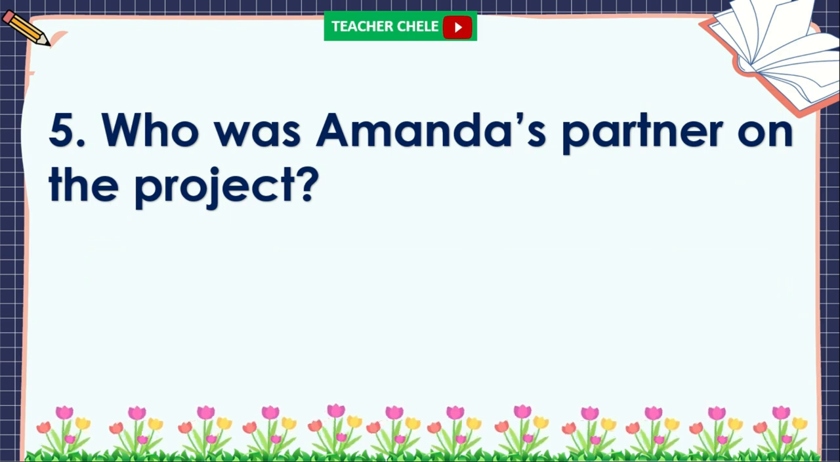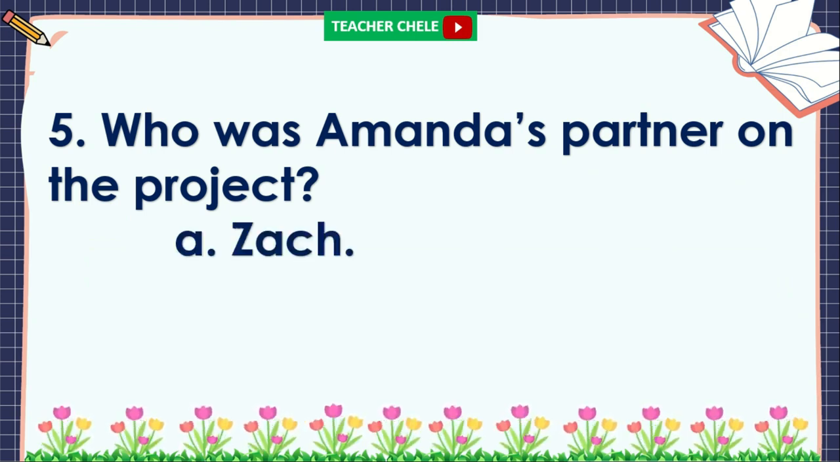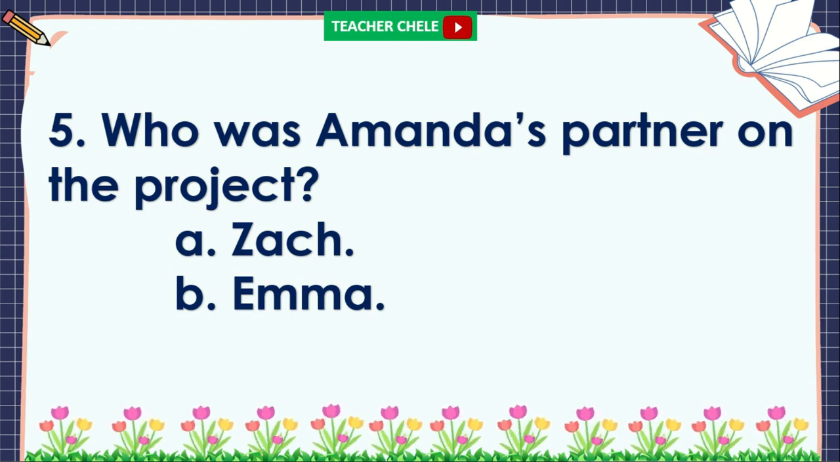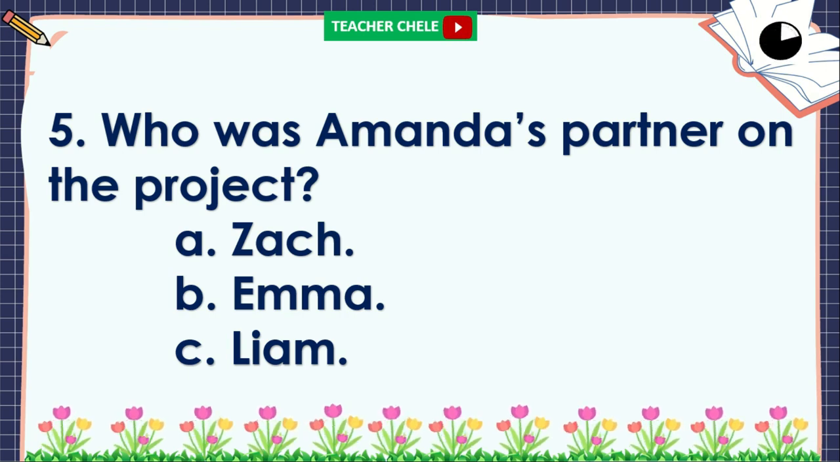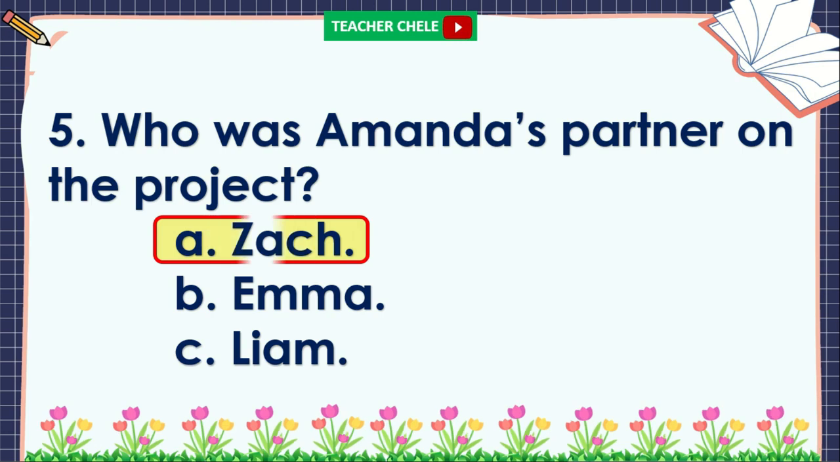Number 5. Who was Amanda's partner on the project? A. Zach. B. Emma. C. Liam. You're right. The correct answer is letter A, Zach.